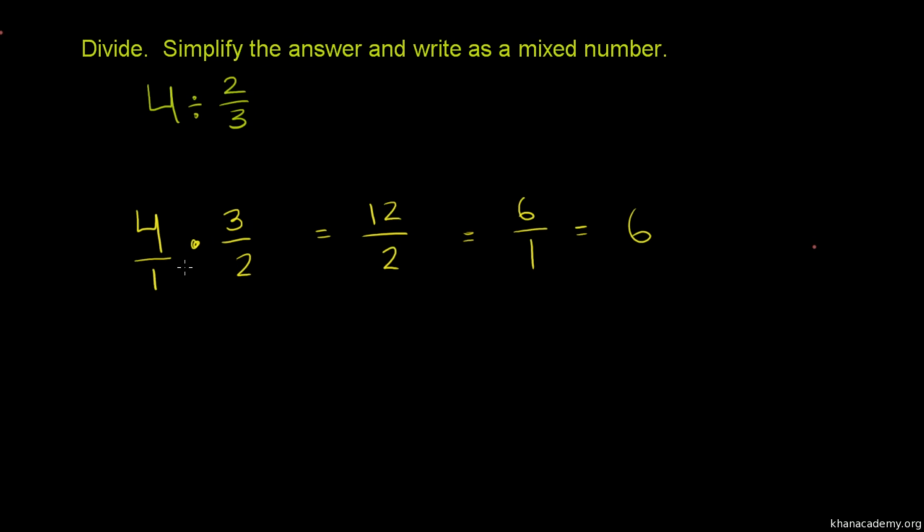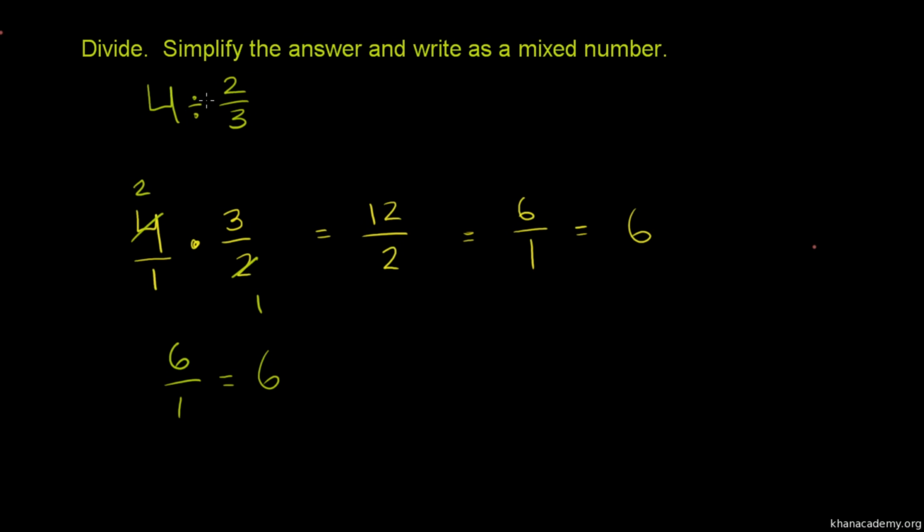Now, the other thing we could have done at this stage right here is we said, well, look, we have things in the numerator divisible by 2. We have things in the denominator divisible by 2. So let's divide both by 2. So 4 divided by 2 is 2. 2 divided by 2 is 1. So it becomes 2 times 3, which is 6, over 1 times 1, or 1, or this is equal to 6.